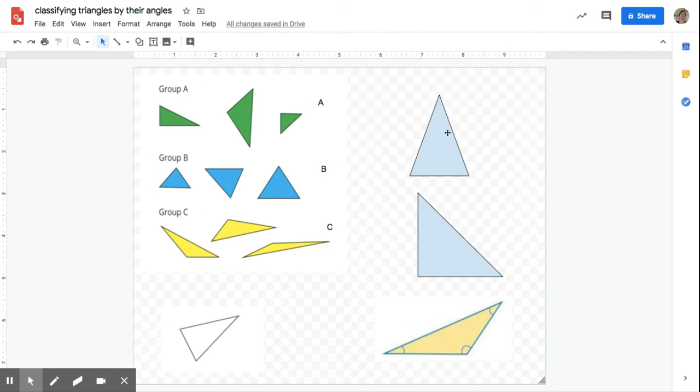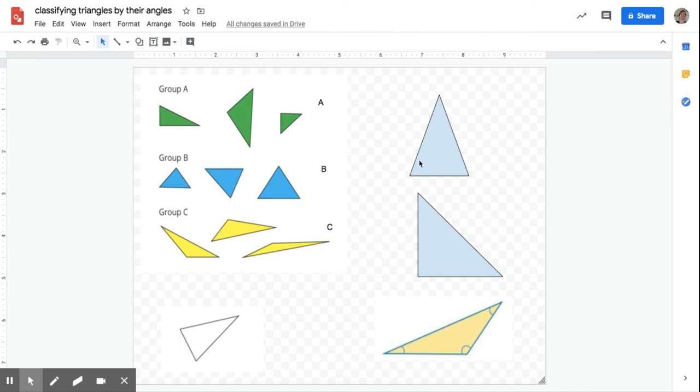Triangles always have three sides. Triangles always have three angles. Triangles always have an interior angle sum of 180 degrees. That's something we'll talk more about later. But if I was to measure this angle between these two line segments, this angle between these two segments, and this angle between these two segments, they would all add up to 180 degrees.